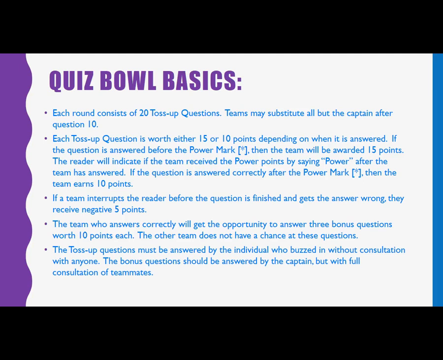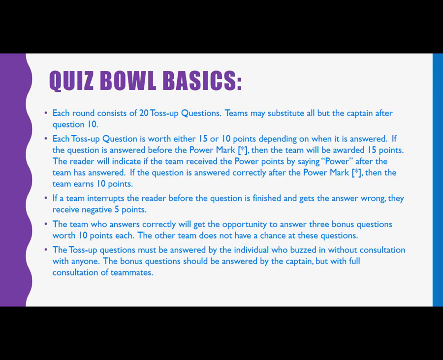To begin with, each round consists of 20 toss-up questions, and then there's a substitution that could happen with team members. You don't really need to worry about that, but that's indicated by a different color on the question number, so just in case you were wondering. Each toss-up question is worth either 15 or 10 points, depending upon when it is answered.